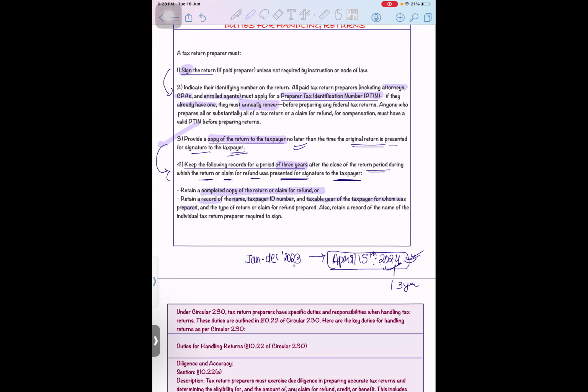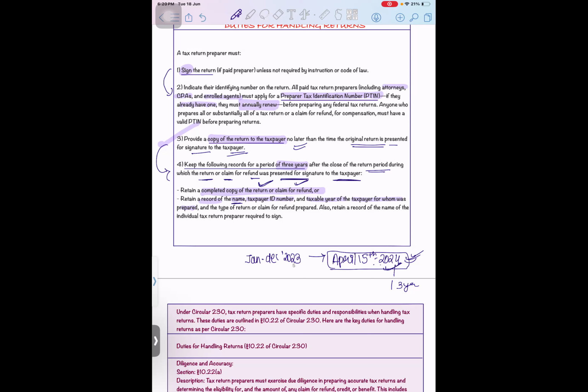Let's say you are not able to retain a return copy or a claim for refund copy. What you will do is maintain a register or some Excel sheet, or somewhere in your records you will maintain the name of the taxpayer. Let's say I prepared a return for Ankit.